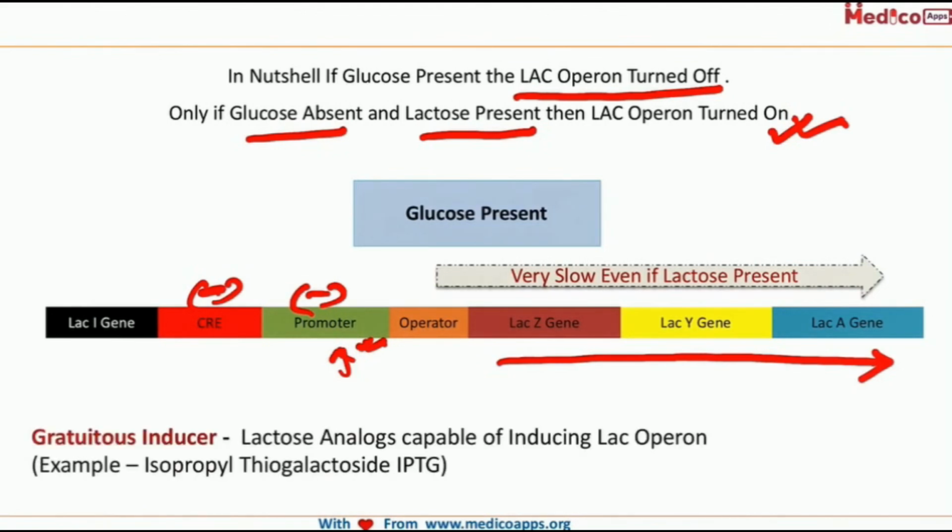A very important term here is gratuitous inducer. Lactose analogs capable of inducing the Lac Operon are called gratuitous inducers. For example, isopropyl thiogalactoside. If isopropyl thiogalactoside is in the system, it will act as a lactose analog, and then again it can induce the entire Lac Operon system. So this is the entire concept of the Lac Operon system.